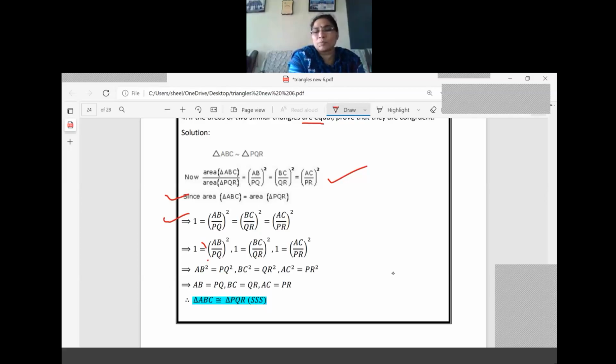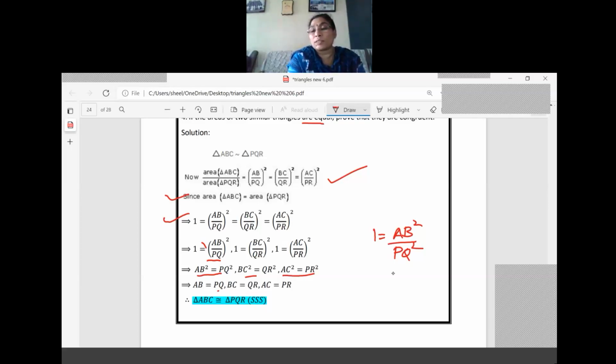AB by PQ whole square equals 1, so 1 equals AB square by PQ square. After cross multiplication, this PQ square will come here. So the next step: AB square equals PQ square. Similarly, on this side you can complete: BC square equals QR square, AC square equals PR square. After taking the square root, AB equals PQ, BC equals QR, AC equals PR.